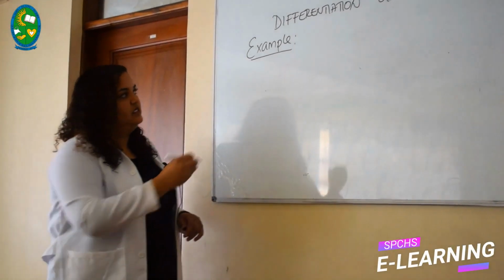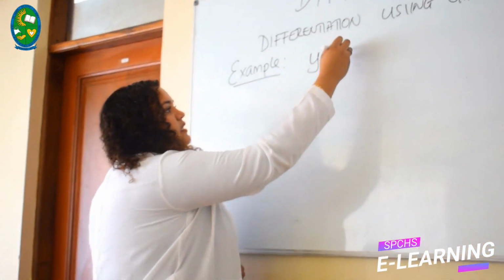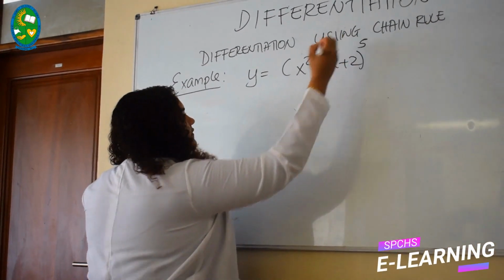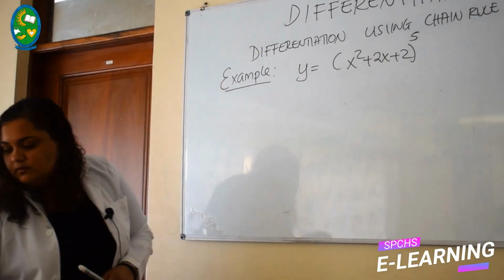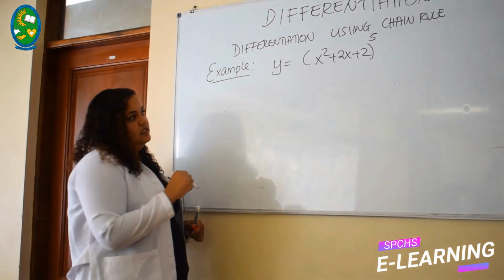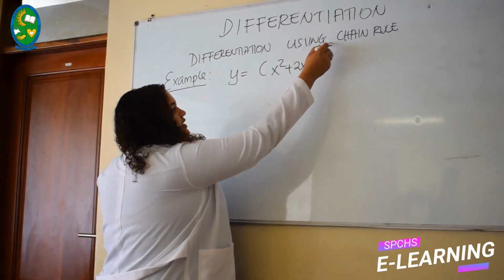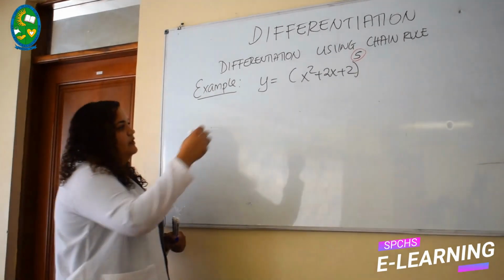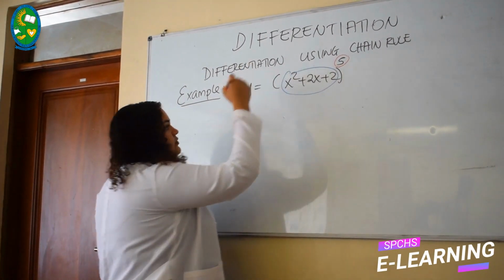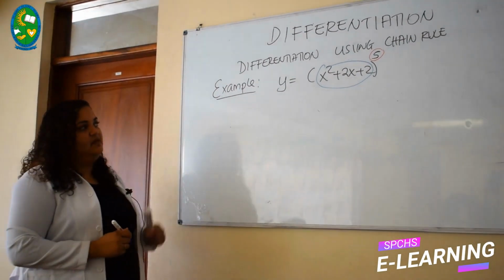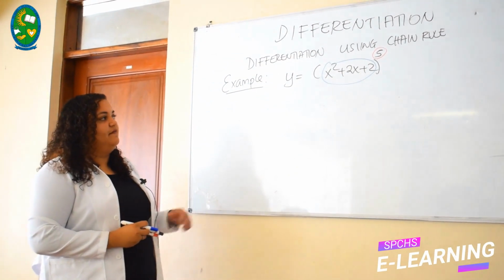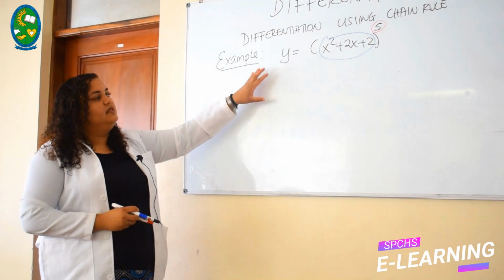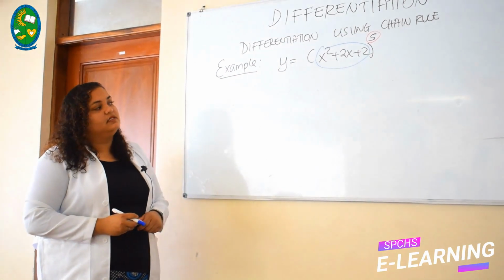Let's say you've been given a function y equals (x squared plus 2x plus 2) power 5. From this function, have you noted the following? We have power 5 outside, and we have x squared plus 2x plus 2. That's what I mean by saying complex functions. We have functions outside and functions inside. So if you were to use normal methods of differentiation, this would be very difficult.